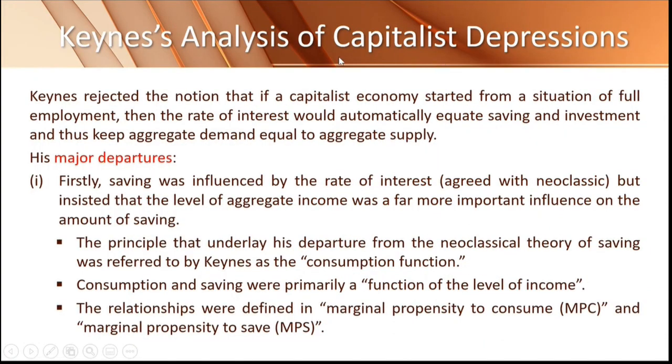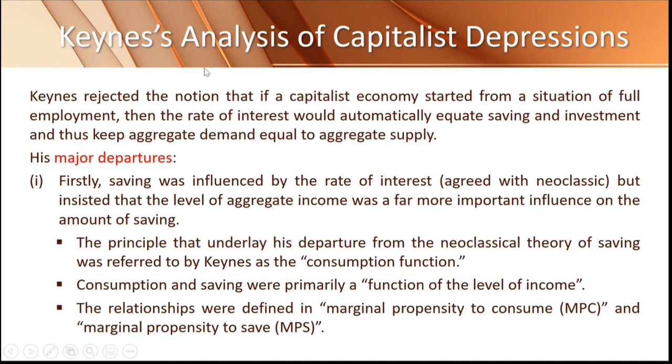He also analyzed the capitalist depression, right? So he rejected the notion that the rate of interest would automatically equalize saving and investment. So another aspect, not marginal product of labor anymore, now is the interest rate. In the classical school, they always equate saving and investment, right? For example, if you have a very high interest rate, then you encourage more saving, but investment will be low because of the high cost of borrowing. If you have a very low interest rate, you encourage investment, but people will not want to save, so you don't have funds to invest. The interest rate will automatically equalize saving and investment, and thus keep aggregate demand equal to aggregate supply.